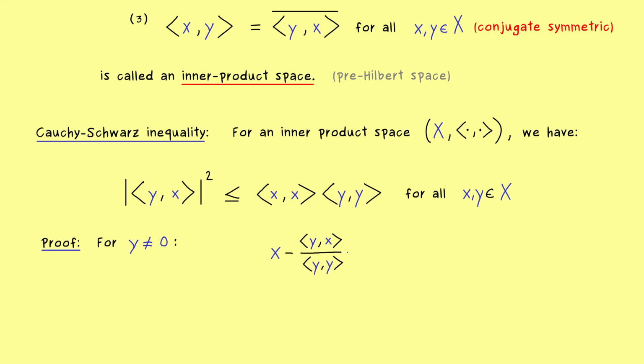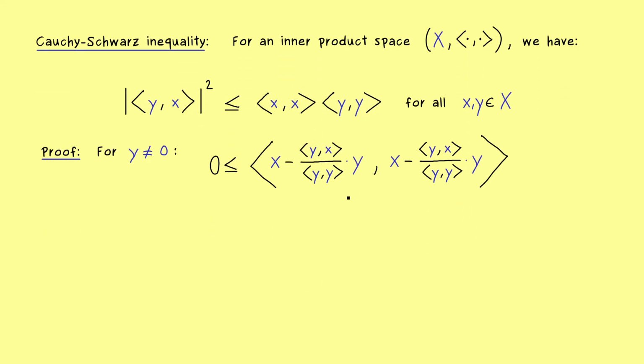And this is exactly the scalar I want to have for the vector y here. And now let's take this linear combination and put it into the inner product. I want to put it in both arguments, which means we get a non-negative number out. So this is just using the fact that the inner product is positive definite.